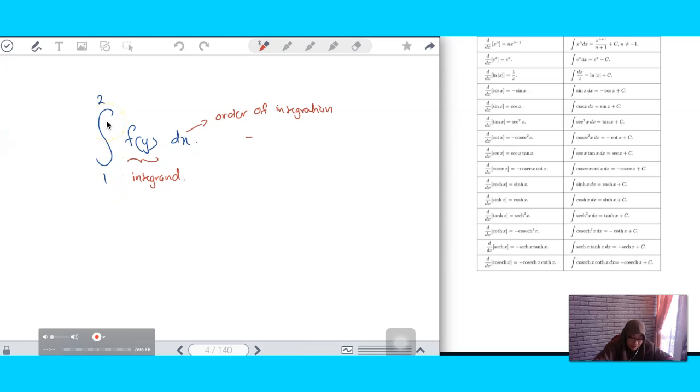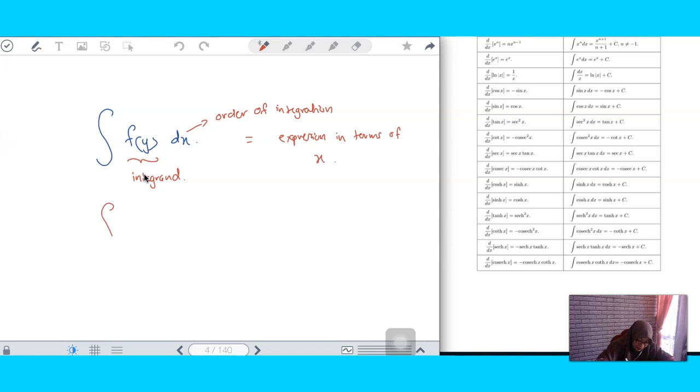So your final answer should be a constant, a value. When you have limits, your final answer should be a value. But if you have an indefinite integral, which means the limits are not given, your answer is not a value but a mathematical expression in terms of x.